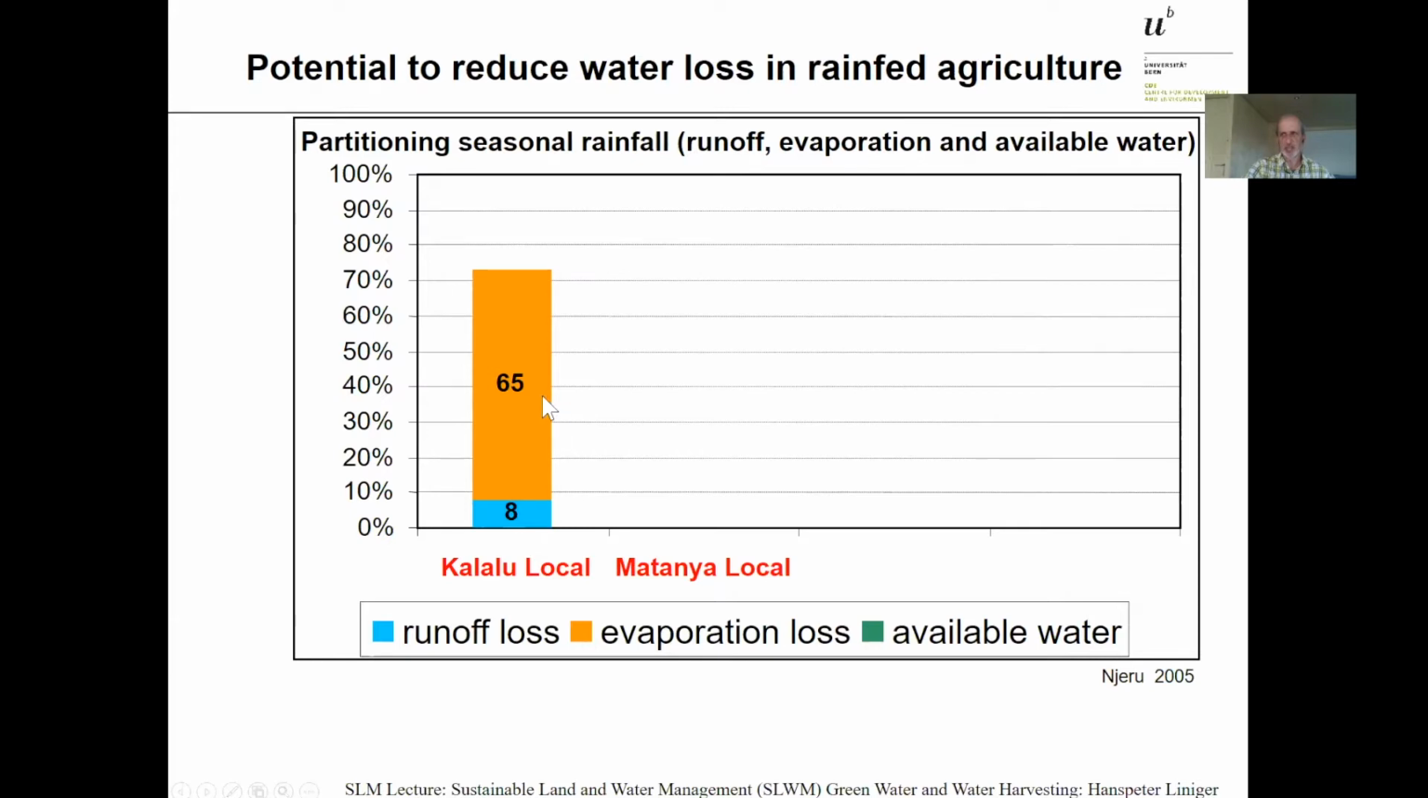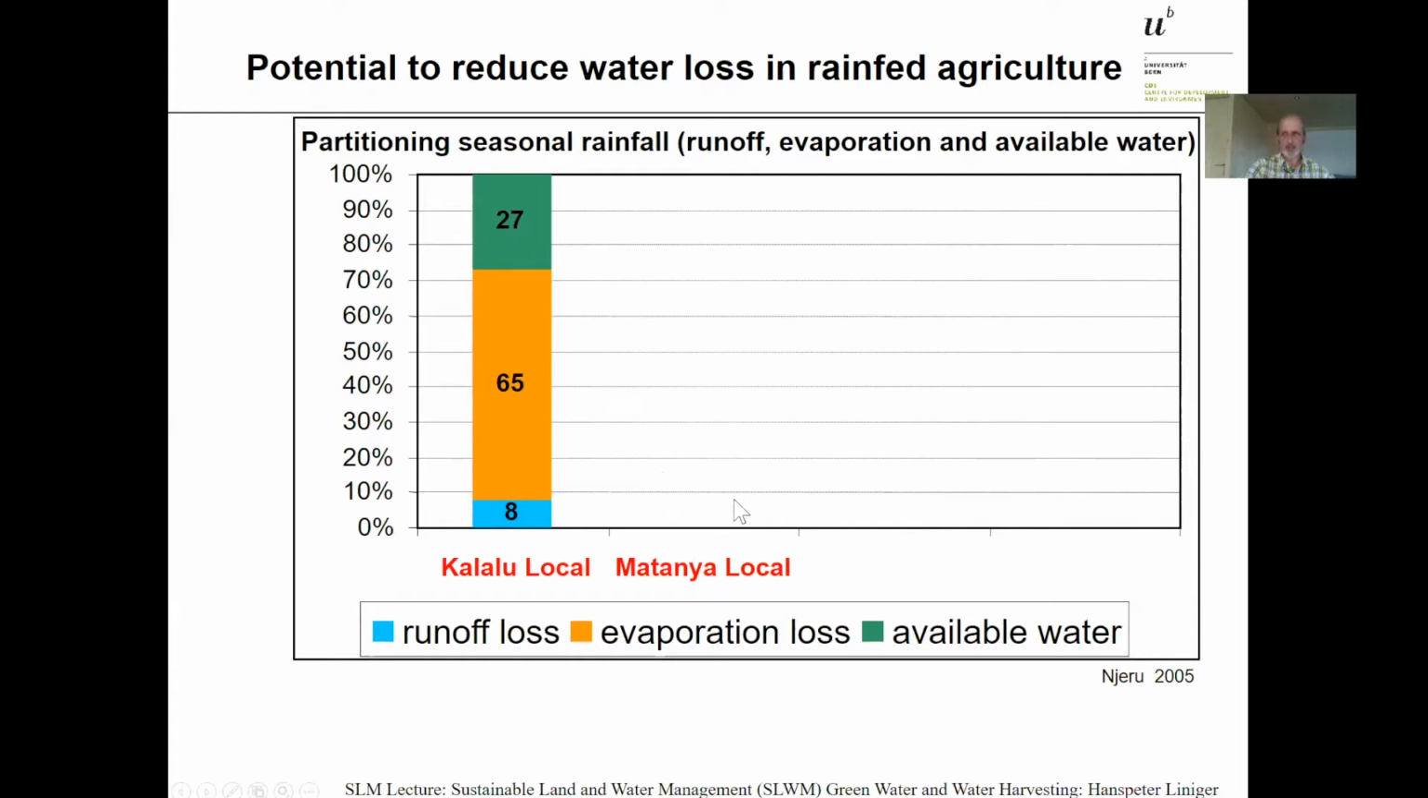56% is going to evaporation. Direct loss from the soil surface, unproductive. We're remaining with a bit more than a quarter of that precious rainfall in the semi-arid, in the drylands. 1/4 of the rainfall that we've used for production.